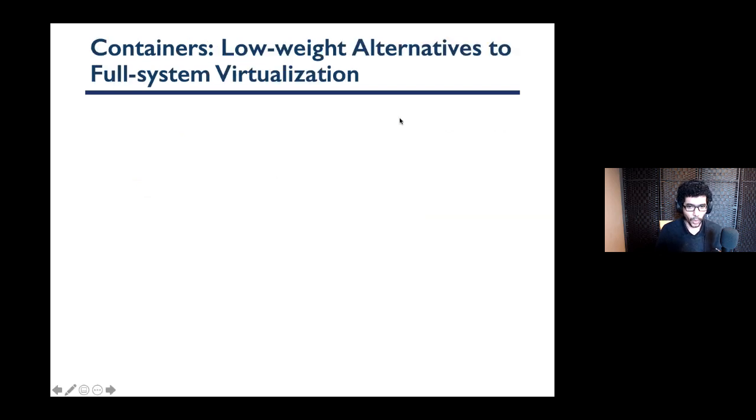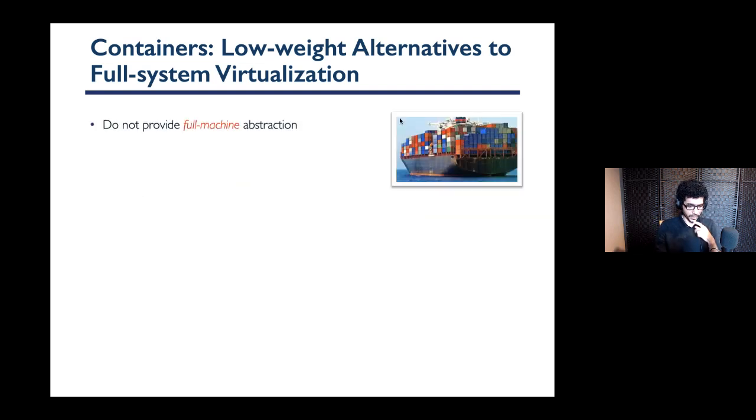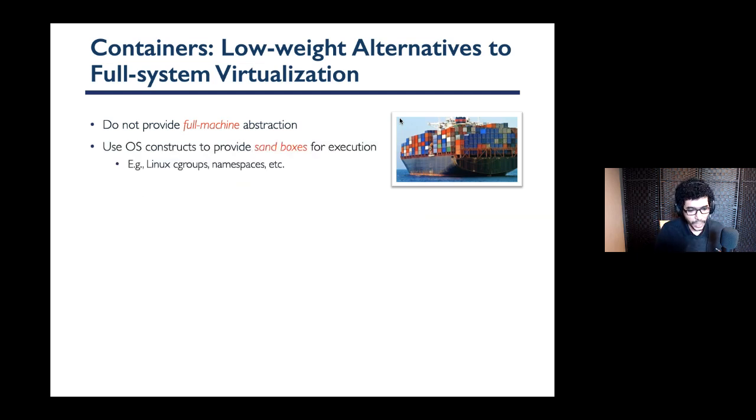Okay, so let's go. An alternative to full system virtualization is containers. They do not provide full machine abstraction. They rely on the operating system's constructs to provide a sandbox for execution. So they use, for instance, Linux cgroups, namespaces, and such to run their containers, if you're talking about something like Docker. They could be run on bare metal, or they could be run atop a virtual machine.